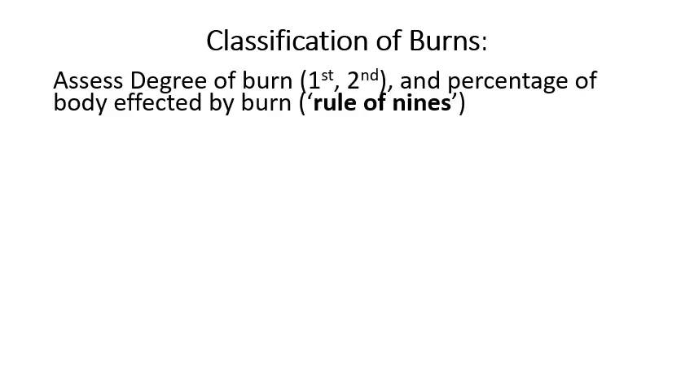Okay, now let's talk about what happens when the skin is damaged. Let's talk about some skin pathology. So burns are classified as first, second, third, and fourth degree burns. And then in addition to that, you usually determine how much of the body has first degree burns versus second degree burns by applying something called the rule of nines.